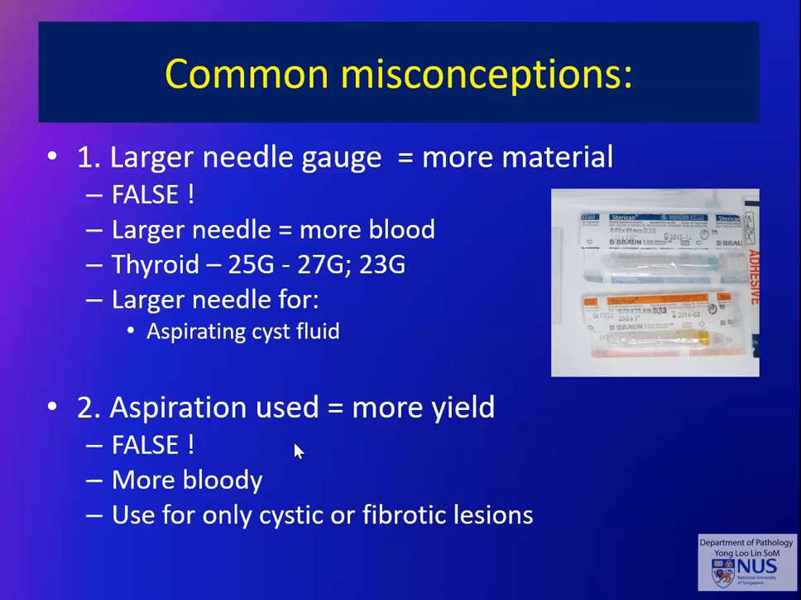The other misconception is that when you aspirate, you have more yield. So again, what you get is actually a more bloody smear. So this is useful perhaps for more cystic or fibrotic lesions. And in general, a small gauge needle without aspiration is one of the best methods to use.